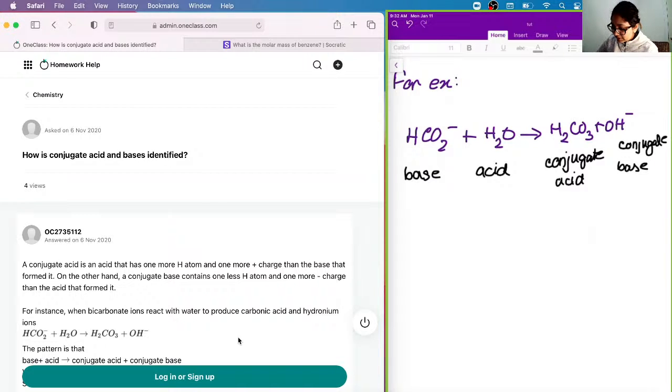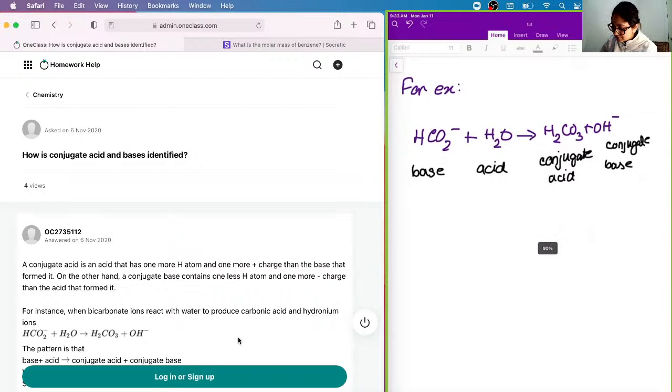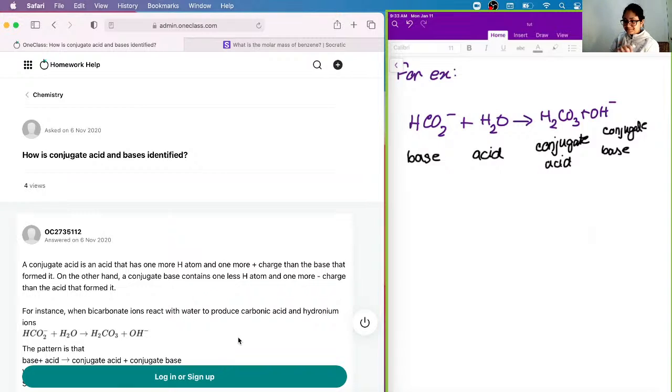On the other hand, we have water that acts as our acid, and it dissociates into hydroxide ions. Since it has one less hydrogen, it is considered a conjugate base, and it also has a negative charge, so this is also why it is considered a base. Since it goes from an acid and loses a hydrogen, and it also produces a negative charge, it would be a conjugate base.